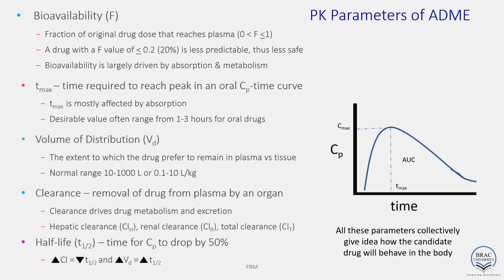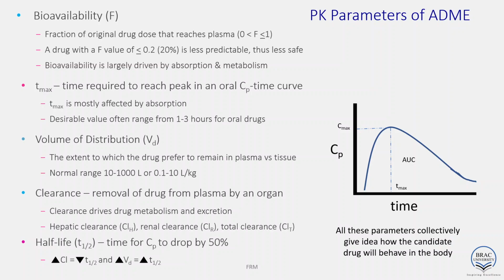So if the Vd is low, like 5 liters or 10 liters or 20 liters, that means the drug is in the blood. Most of the drug is in the blood. So the drug is not that much lipid soluble. It is water soluble. That means the drug is in the plasma compartment if the Vd value is low.